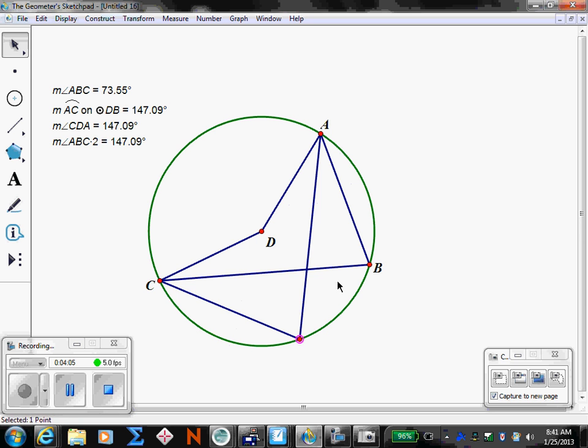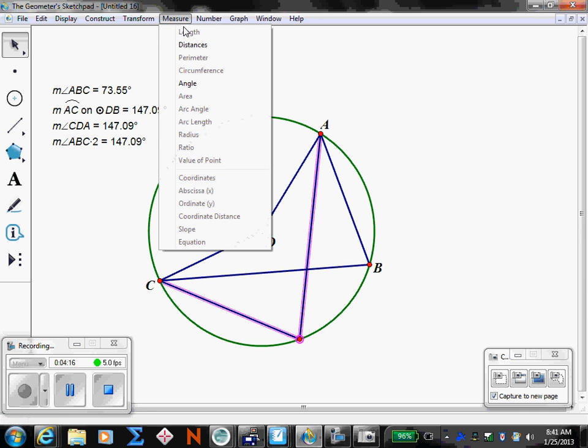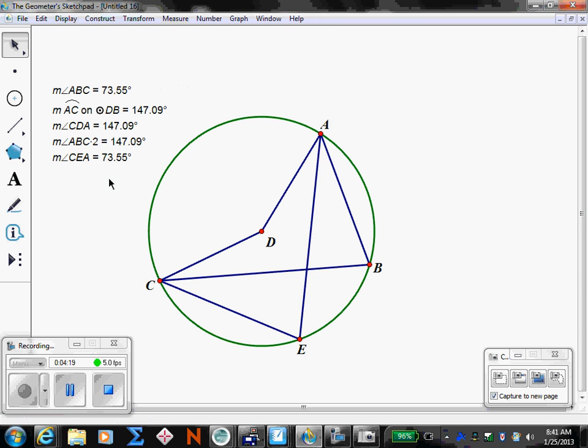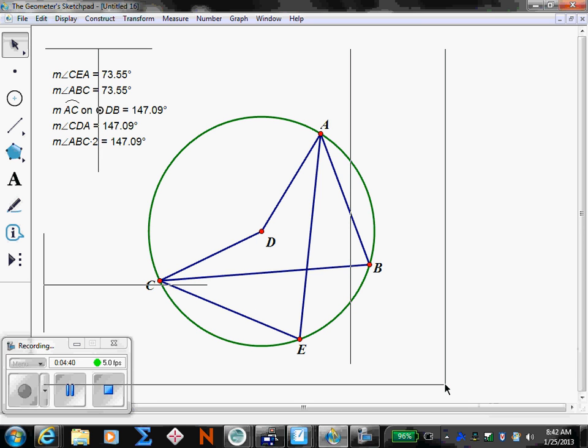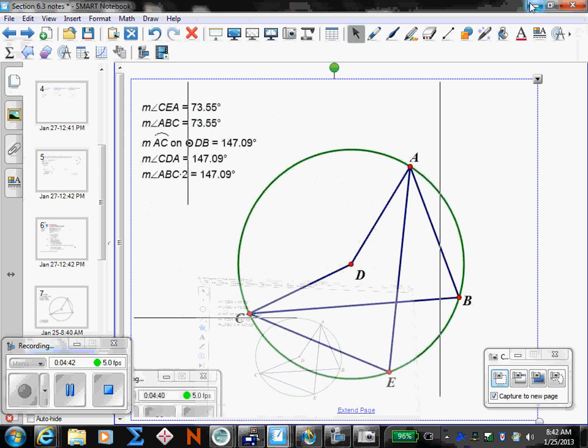So angle B will be the same measure as this angle because they have the same intercepted arc. But let's measure it just to make sure. So these two inscribed angles have the same intercepted arc, which makes angle B congruent to angle E. Okay, let's go write some conjectures.